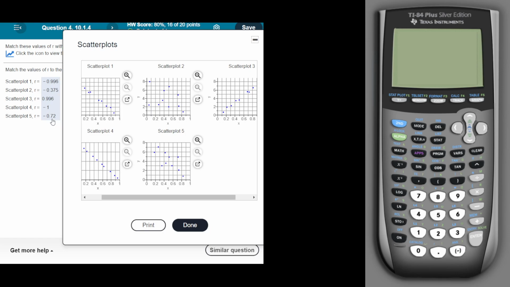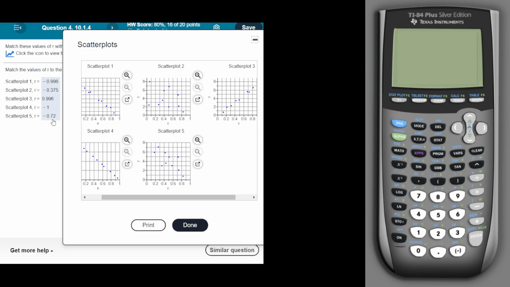So it's like, okay, which one is stronger? Which one is closer to negative 1, right? These numbers right here are a lot closer than these numbers. These are way more scattered than these. So in scatter plot number 2, these are far more scattered than what you have in scatter plot number 5. So these numbers should reflect that. So for scatter plot 5, it should be stronger. It should be closer to negative 1. So that's why we have 0.72.